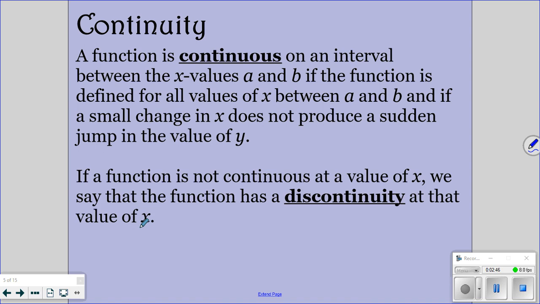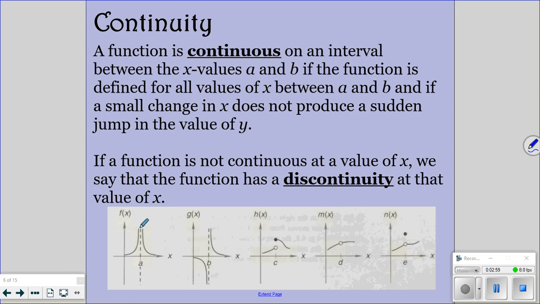A function that is not continuous at any value of x is going to have a discontinuity at that value of x, or it's going to be discontinuous. And I've got some pictures of some functions that are not continuous. They are discontinuous. All right, so right here, this has a discontinuity at this value of a, because we keep increasing, but at a it does not exist. There's an asymptote. Once we get on the other side of a, it starts decreasing. So if you have a vertical asymptote, that would be a discontinuity.